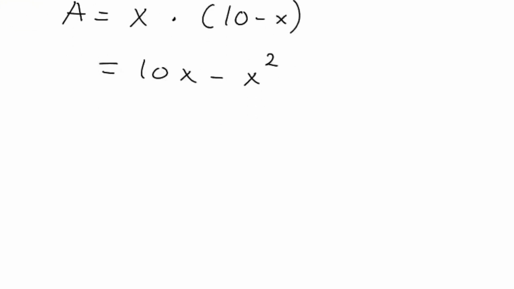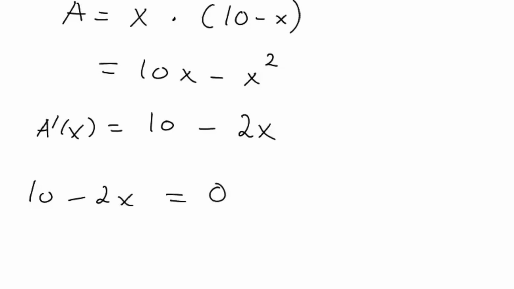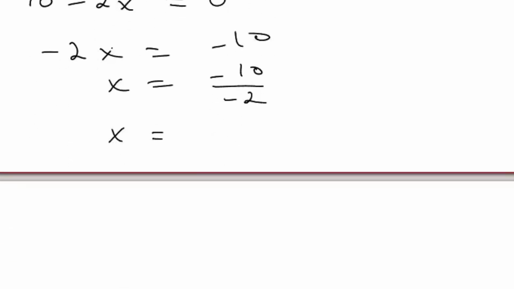Now our next part of solving this problem is to find our critical points. In order to do that, I'm going to take the derivative of A and then set it to 0. So A prime of x is going to be equal to the derivative of 10x, which is just 10, minus the derivative of x squared, which is 2x. Now from the derivative, we set it to 0: 10 minus 2x is equal to 0. Isolate for x: negative 2x is equal to negative 10. x is equal to negative 10 over negative 2. So therefore, our x value is equal to 5.